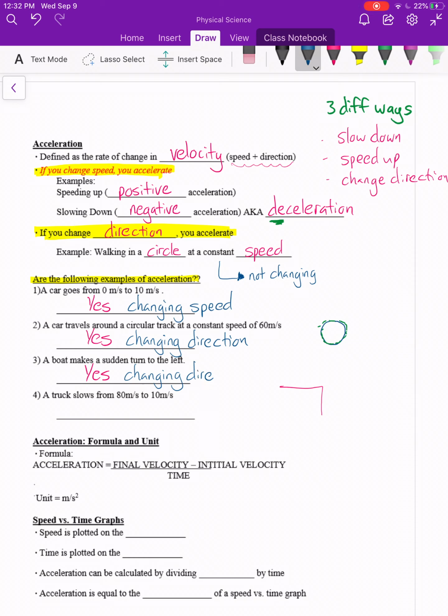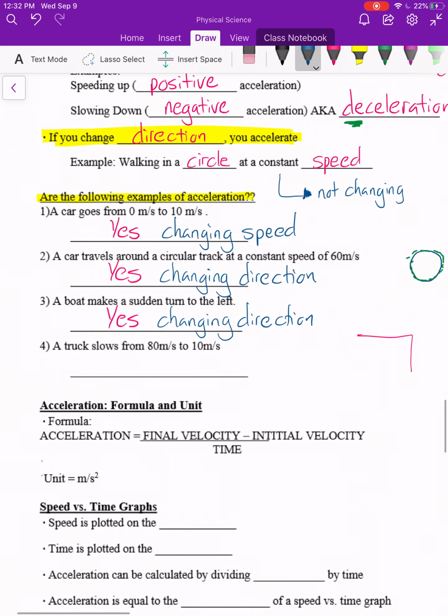All right, and the last one says a truck slows from 80 meters per second to 10 meters per second. Well, look what this keyword says right here. Slows. So it must have slowed down. So yes, this is also acceleration, okay? And again, it is changing speed.